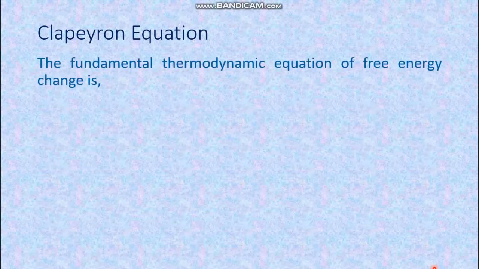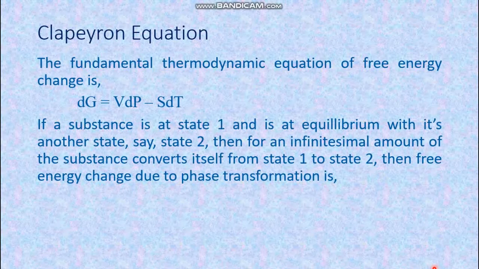So let's start from the Clapeyron equation, and for that we have to take help of the fundamental thermodynamic equation, where we have to use the expression of dG, and the expression of dG is V dP minus S dT. We all know about this. This is the fourth fundamental thermodynamic equation.